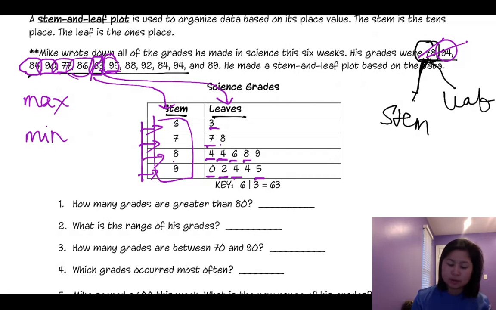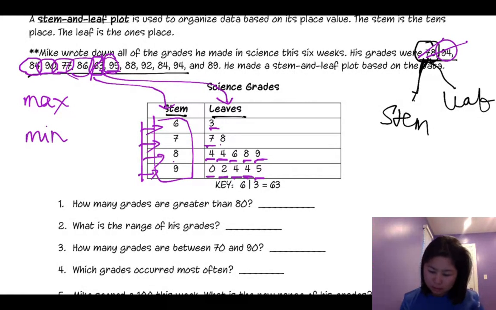84, just write out another 4. 94, just write out 4. And then 89, okay? Then we have 78. The first one is 78. For this one, I organized this in order, but when you construct the stem and leaf plot, we just have to jot it down and we can rearrange that later.